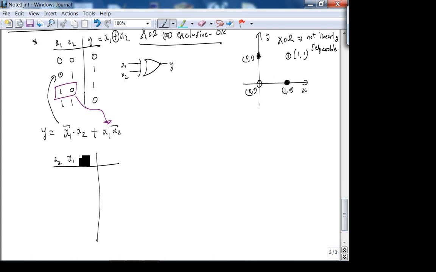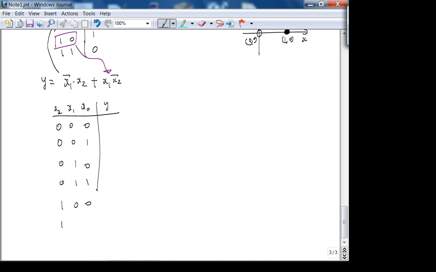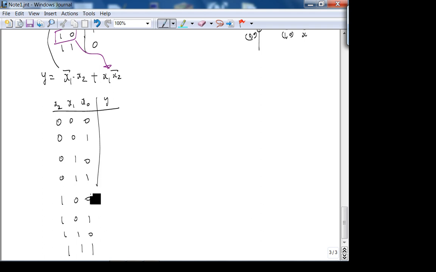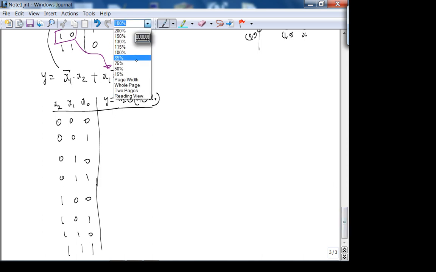Now, let's see, x2, x1, x0, y, 0, 0, 0. Suppose I tell you the exclusive OR is associative, okay? Because you can take the exclusive OR of x1, x0, and then exclusive OR with X2 to get the output. So what is the three-input exclusive OR? Let's say I tell you that you could do this, because you can do this first, and then exclusive OR it with X2.